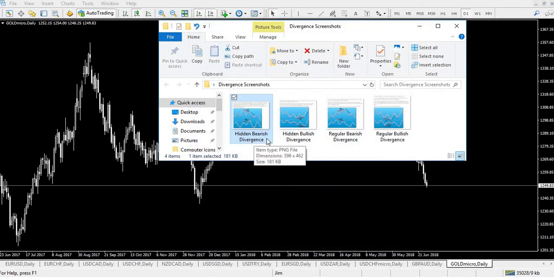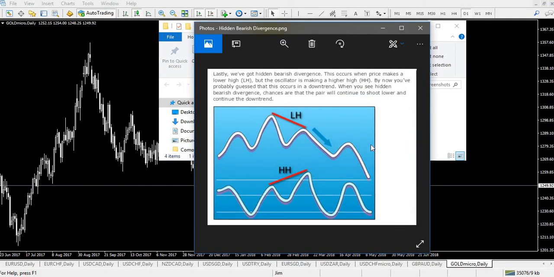There's hidden divergence and regular divergence, and they're both split up into hidden bearish, hidden bullish, regular bearish, and regular bullish. The regular divergences are easy to spot, for me anyway. Hidden divergences are a little bit trickier. Normally hidden divergence, if you remember rightly, is when the trend's continuing. So here we have a hidden bearish divergence.